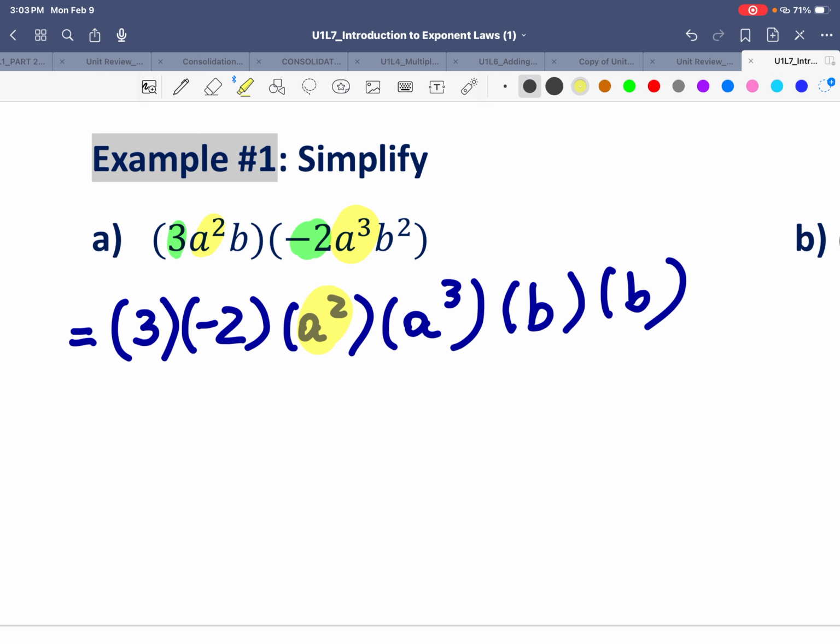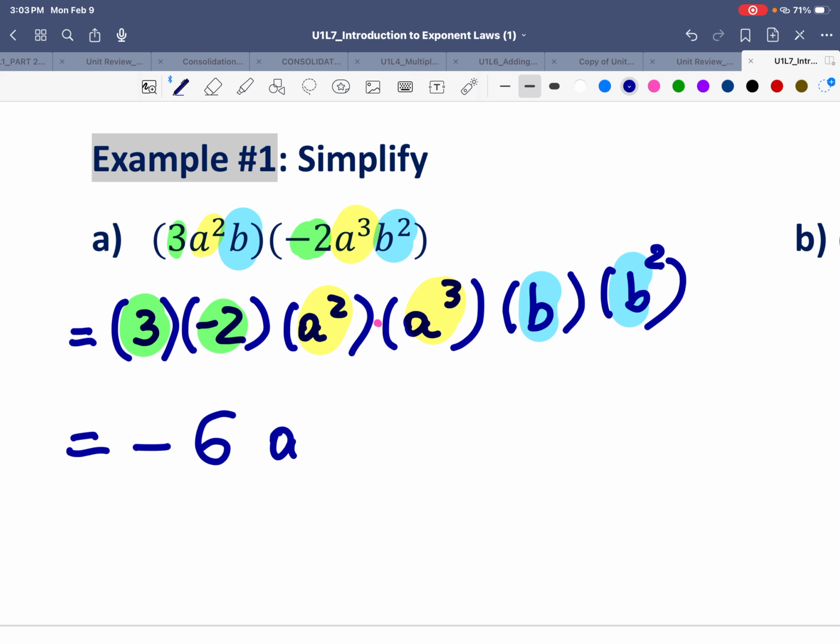Let me highlight them. We're going to make the b's blue. Why not? The b is squared here, so I almost forgot. Now, we have 3 times negative 2, which is negative 6. Here you have multiplication of a squared with a cubed. That will give a to the power of 2 plus 3, which is 5. And b to the power of 1.